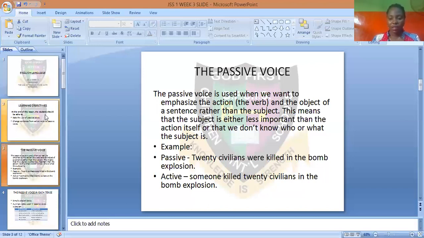Let's take this example. In the passive voice: 20 civilians were killed in the bomb explosion. In the active voice, it becomes: someone killed 20 civilians in the bomb explosion.